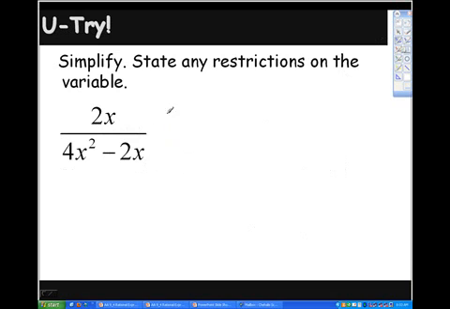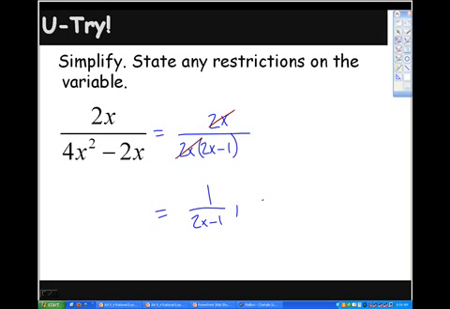All right, so what I would do is I can't do anything with the numerator, so I'll just leave it alone. I've got a 2x. The denominator, I can take out a 2x. The result is, what, 2x minus 1? And then I can reduce these two x's. So my answer here is going to be 1 over 2x minus 1. My restriction is x can never be 0 or 1/2.